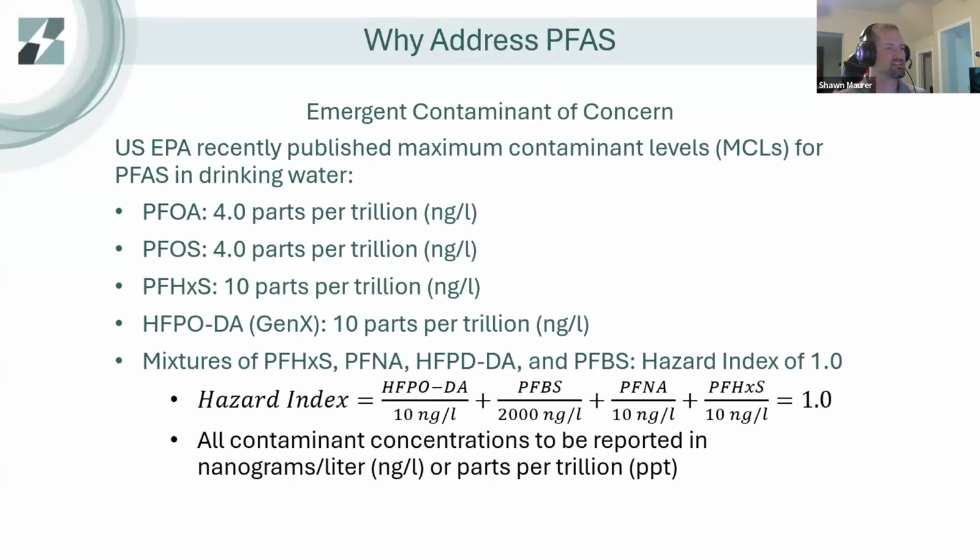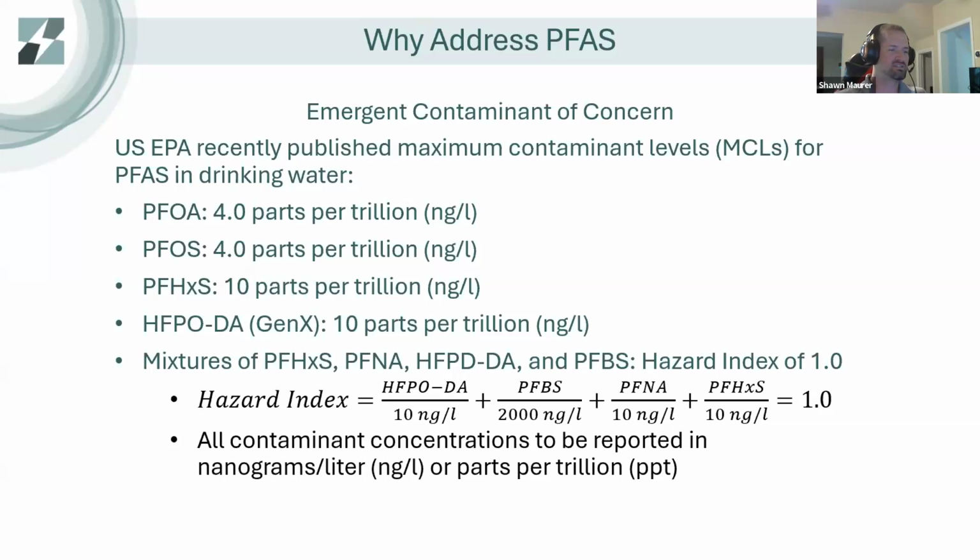So why address PFAS? It's an emerging contaminant of concern. These are carcinogenic chemicals that are long lasting in the environment. They're very hard to destroy through natural means. So as a result of recent sampling and testing, the EPA has finally published maximum contaminant levels for certain PFAS that are prevalent. PFOA is at 4 parts per trillion, PFOS at 4 parts per trillion. The PFHxS compounds, 10 parts per trillion, the GenX chemicals at 10 parts per trillion. And then there's mixtures of these that have a hazard index of 1 or less as the maximum contaminant level.